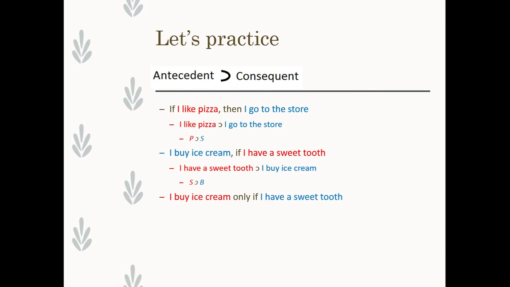Next one, I buy ice cream only if I have a sweet tooth. So that one, whatever follows only if is going to be your consequent. The consequent goes on the right side of your horseshoe. So I have a sweet tooth is going to go on the right side of the horseshoe. So it's going to be I buy ice cream, horseshoe, I have a sweet tooth. And then we'll just turn those into letters. B, horseshoe, S. All right. Remember, the consequent follows only if.